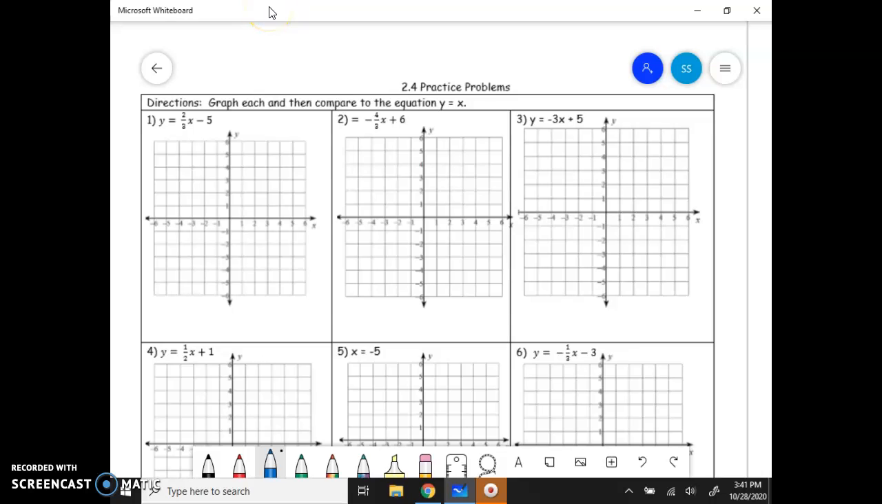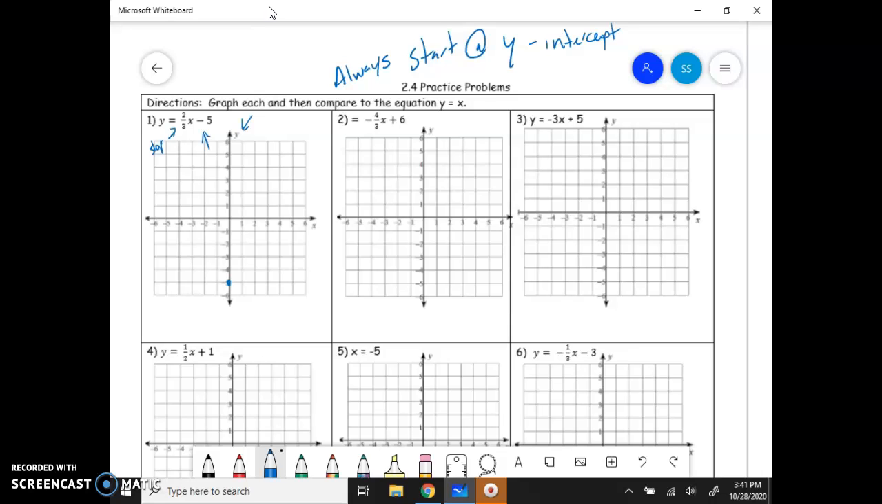Algebra 2 practice problems for 2.4, graphing equations of a line. Just remember, guys, always start at the y-intercept. All right, so here's the y-axis, here's the y-intercept, -5. So we're going to start right there. There's your first point. Then you follow your slope.